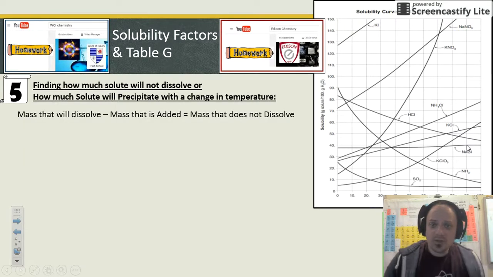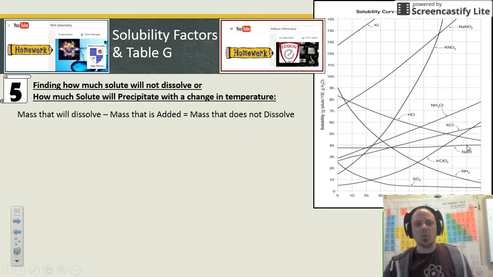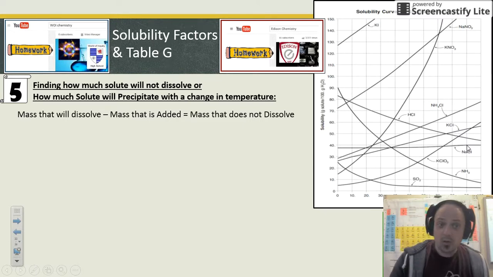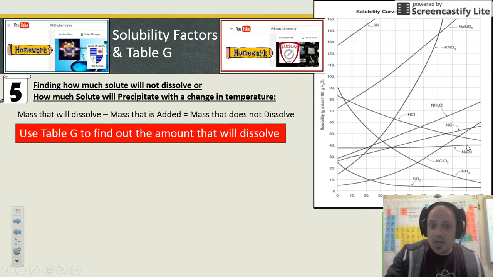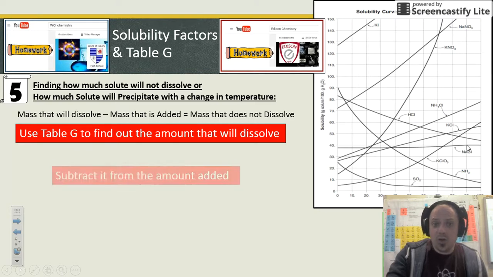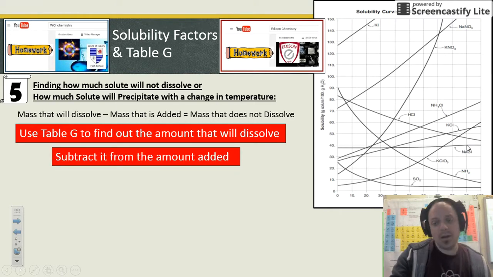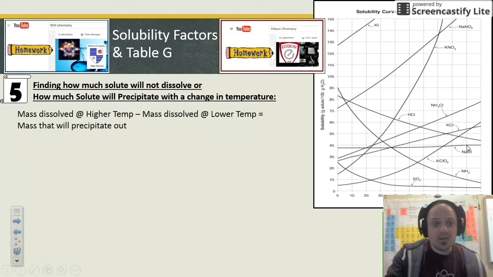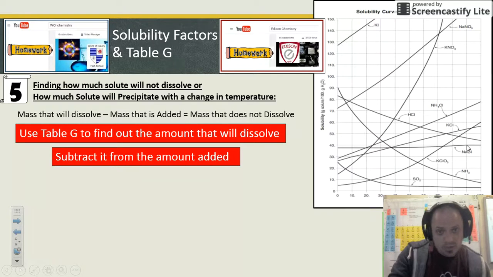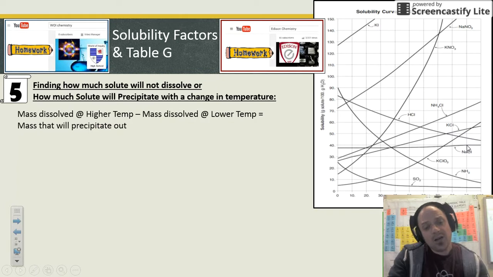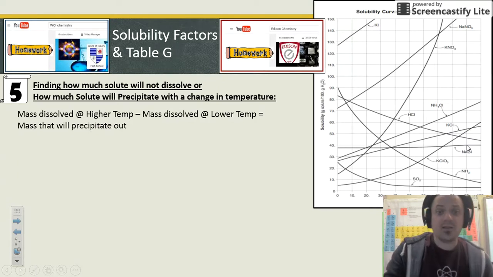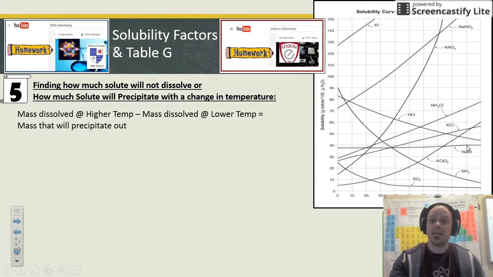So problems that ensue are things like how much will not dissolve? Well, the mass that is added minus the mass that will dissolve is how much does not dissolve. You have to use table G to find the amount that will dissolve, and subtract it from the amount added. That gives us the amount that will precipitate with a change in temperature. Mass dissolved at a higher temperature minus the mass dissolved at a lower temperature is the mass that's going to fall to the bottom.